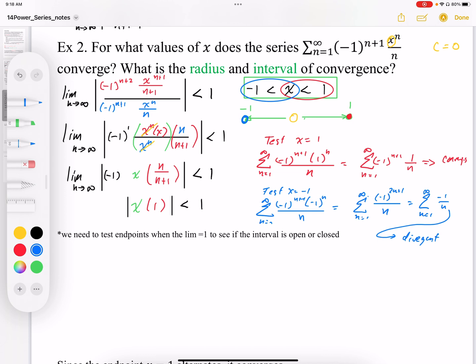So now that I know the endpoint converges, I know that my interval is going to look like this. It's going to be greater than, not equal to, -1. It's got to be less than or equal to +1, as in my interval notation, I can write it like this. Okay, it is what we would consider half closed, because it's closed on the right endpoint and it's open on the left endpoint.